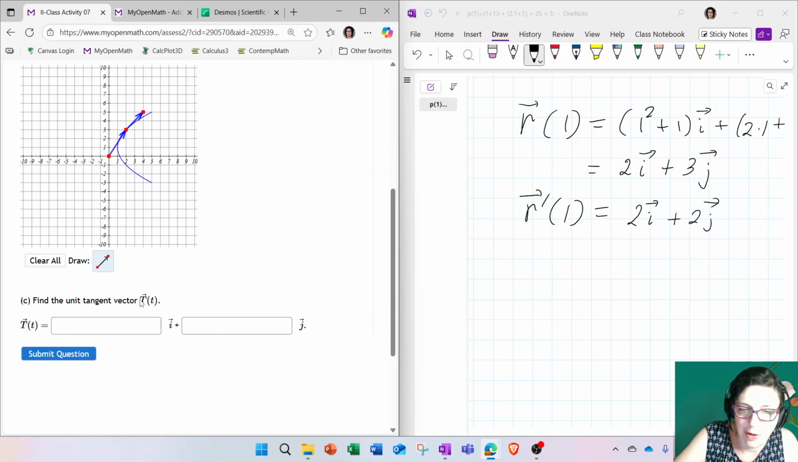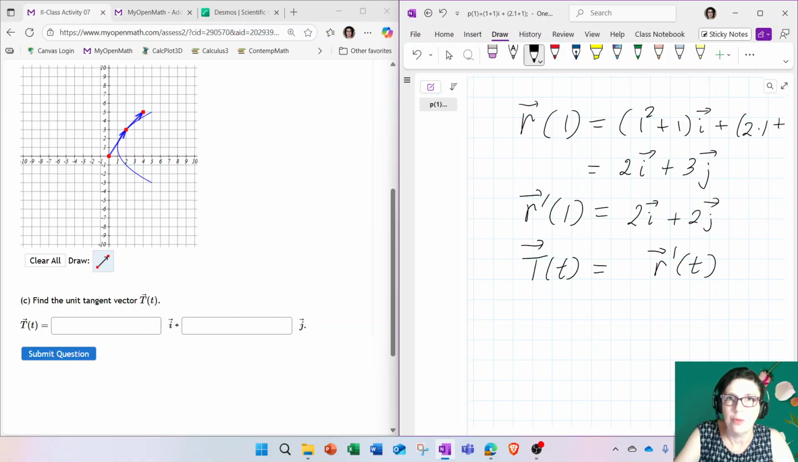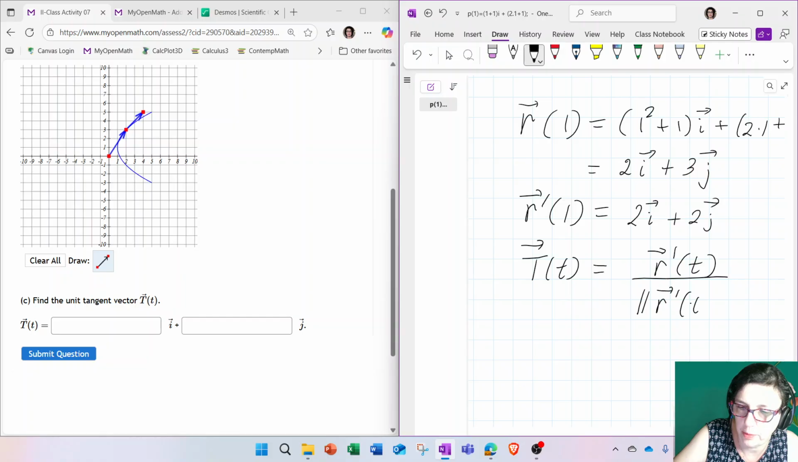So here, whenever you see tangent, you should always pop in your head, okay, derivative. So here we have big T of t. This is called the unit tangent vector. It's the same as the derivative because it's tangent, but it is normalized. So this is going to be r prime of t. What does it mean to normalize, what I call putting a hat on the vector? We want a unit vector. In other words, we want to divide it by its length so that the new vector has length of 1. So we're going to divide by the magnitude of r prime.